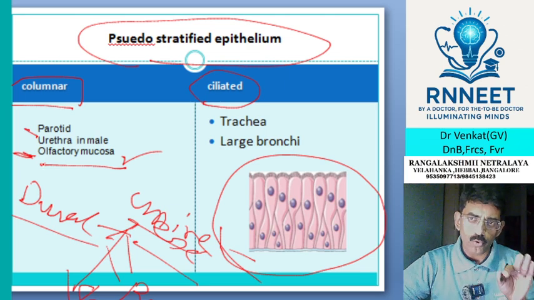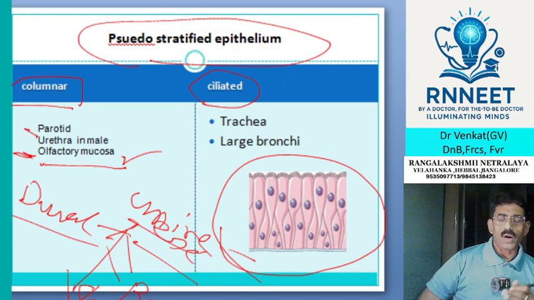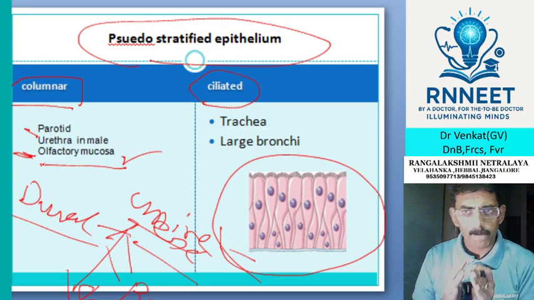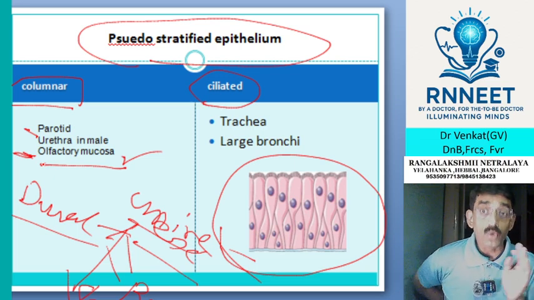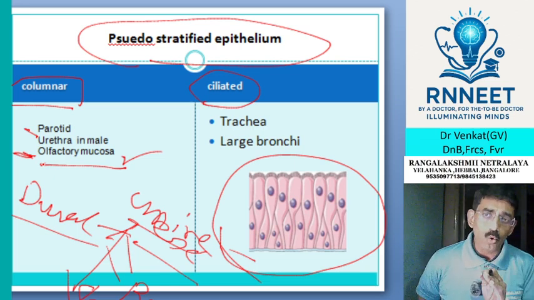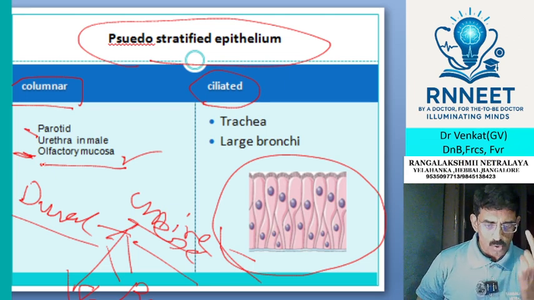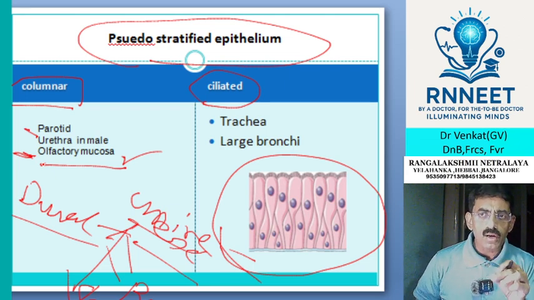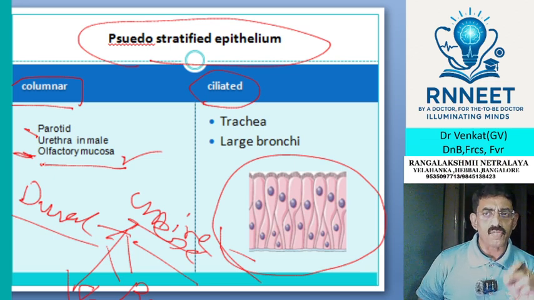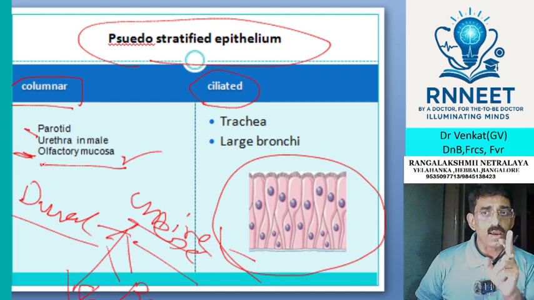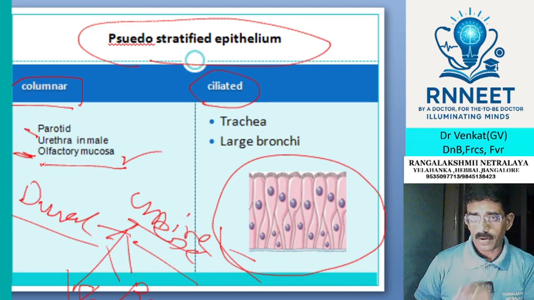So you try to figure out some reason to understand why this should be behaving differently. Okay, so that's why the urethra becomes pseudostratified, the parotid we said, and the olfactory mucosa. Ciliated. Similarly, you can have pseudostratified and ciliated also. Now the smaller bronchioles we saw and we told that they are columnar ciliated, right?